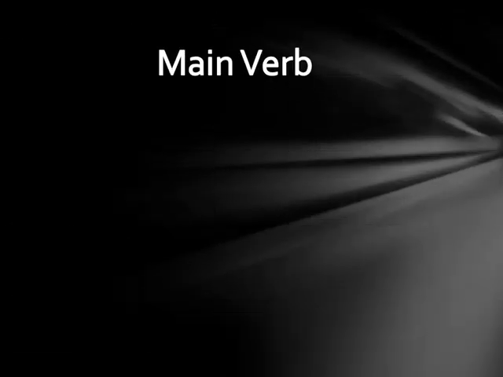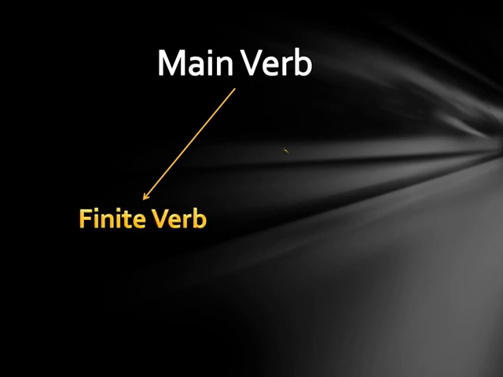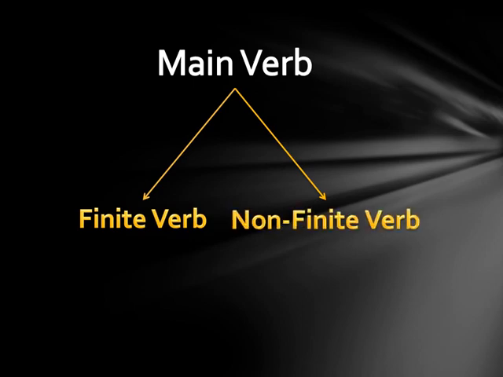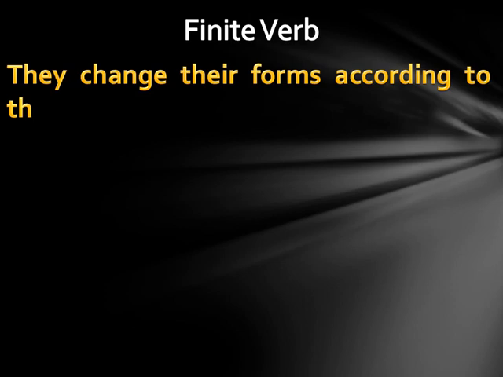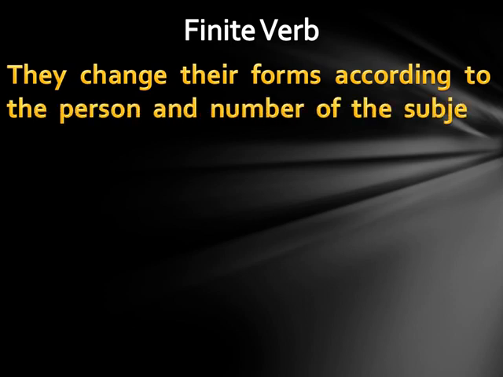Let's start with main verb. Main verb is broadly classified into two parts: finite verb, non-finite verb. Now what is finite verb? Finite verbs change their forms according to the person and number of the subject and the tense also.